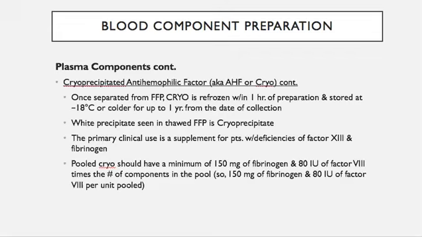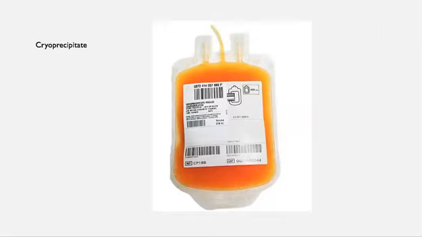The white precipitate that you see in thawed FFP, that is cryoprecipitate. The primary clinical use for cryo is a supplement for patients with deficiencies of factor 13 and fibrinogen, and pooled cryo should have a minimum of 150 milligrams of fibrinogen and 80 international units of factor 8 times the number of components in the pool. So 150 milligrams of fibrinogen and 80 international units of factor 8 per unit pooled. And here's a picture of cryoprecipitate, so it really looks like FFP.